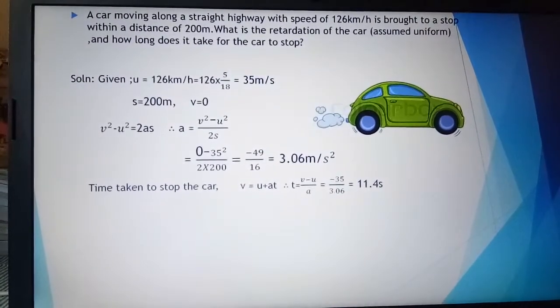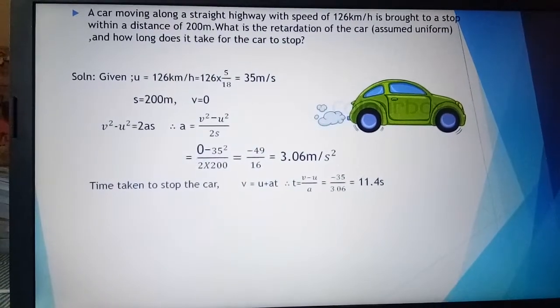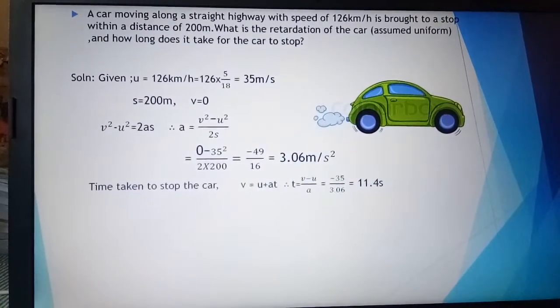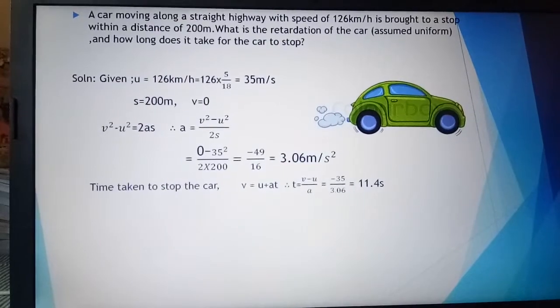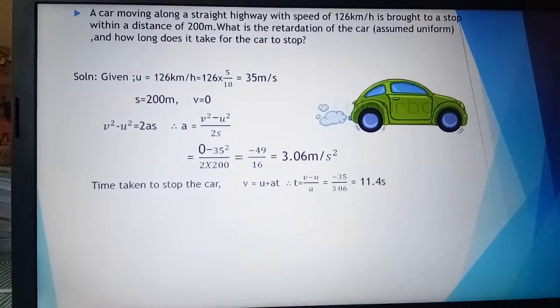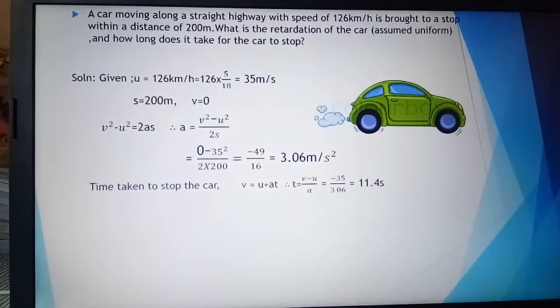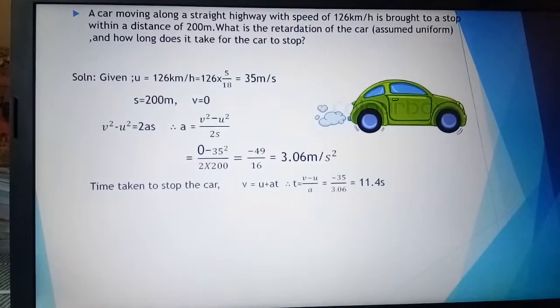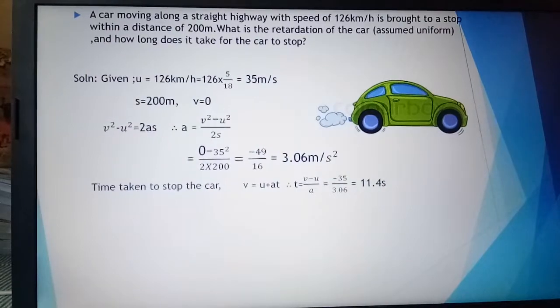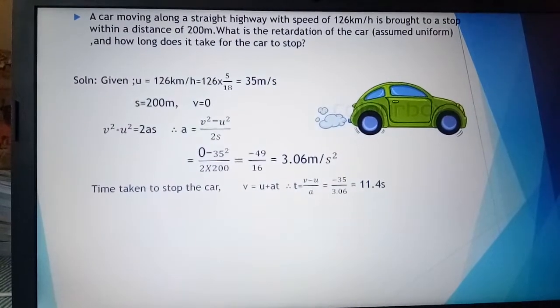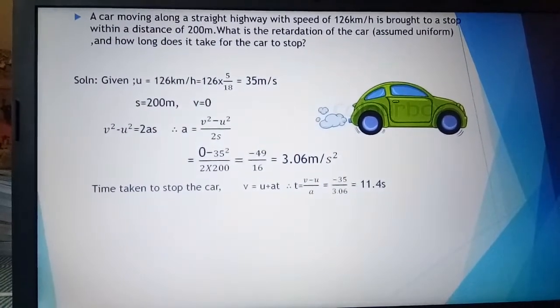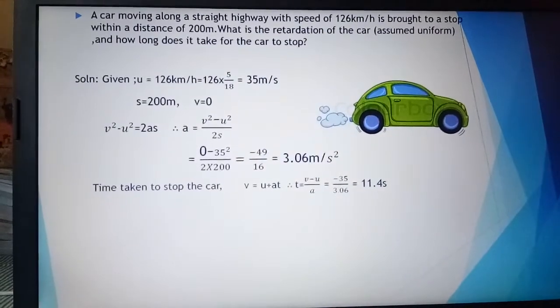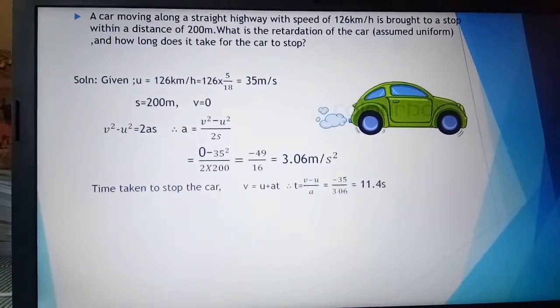Now, time taken to stop the car. Time taken to stop the car, you can calculate using the equation v equal to u plus at. Therefore t is equal to v minus u by a. V minus u is minus 35 and a is minus 3.06. So it becomes 11.4 seconds.